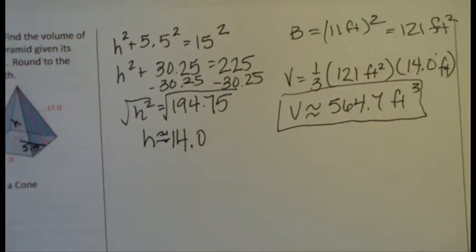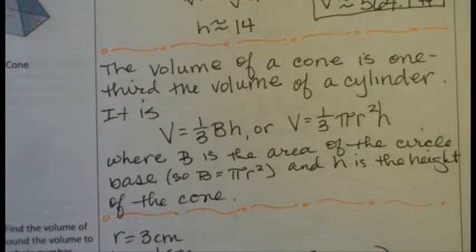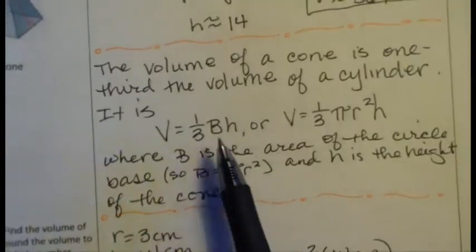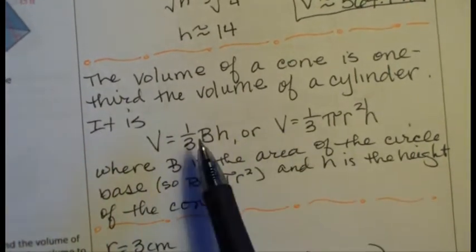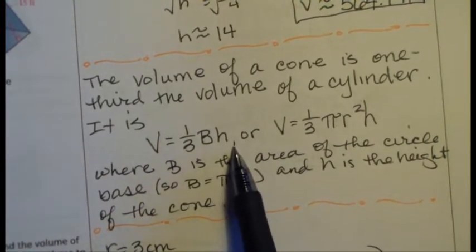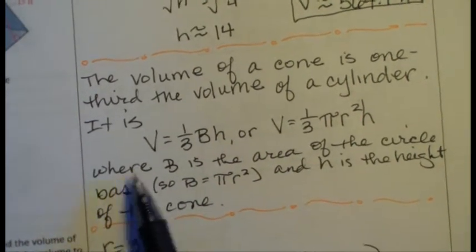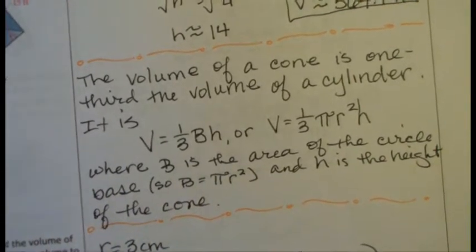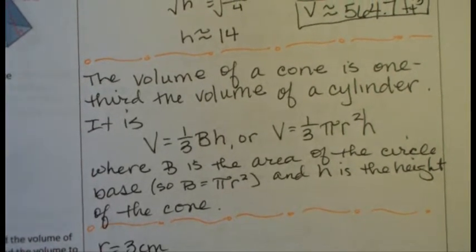All right, volume of a cone. So the volume of a cone is 1/3 the volume of a cylinder. If you remember from the other day, the volume of our cylinder was base area times height, or pi r squared h. So the volume of a cone is going to be 1/3 base area times height, or 1/3 pi r squared h, where B is the area of the circle base, so B is pi r squared, and h is the height of the cone. All right, there's the volume of a cone.